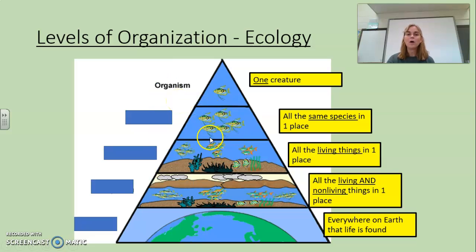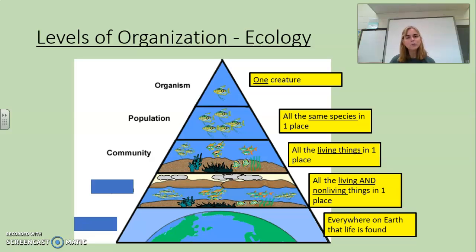All right. If we have all of the same organism in the same place, so this is all the same type of fish, all in the same place, we're going to call that a population. If you add in other species, so all the living things in one place, we've got a community. And then when you add in the abiotic factors, the living and non-living things, and it's not just things, it's any kind of abiotic factor.